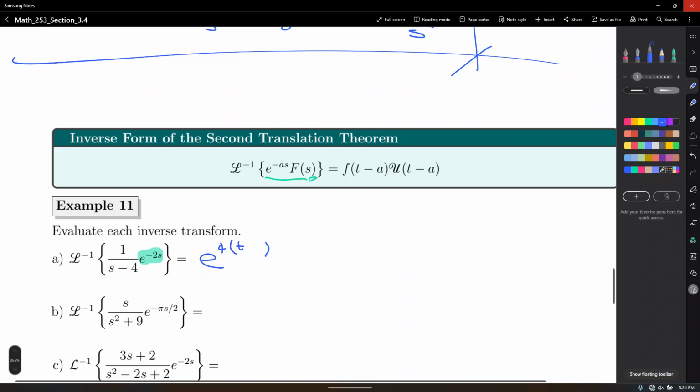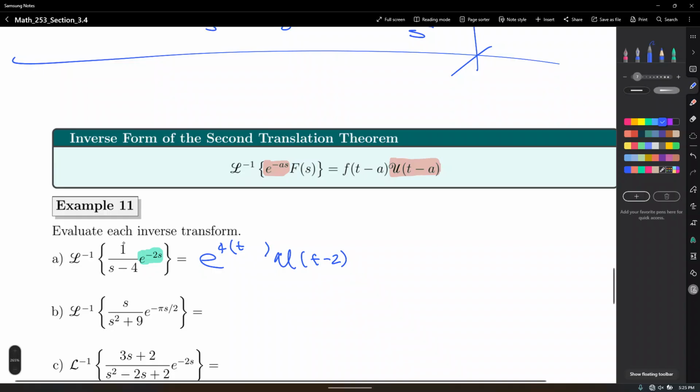I'll show you why. In this case, we'll find the inverse transform using the second translation theorem. Look at the exponential. For every exponential factor you have in your function of s, when you find the inverse, that corresponds to a unit step function factor with the same translation. So that means I'm going to write u of t minus 2.